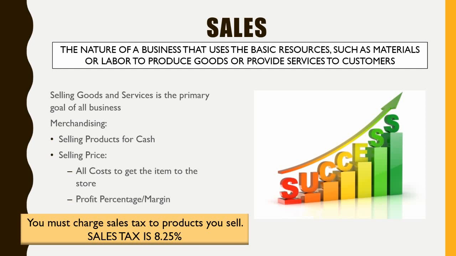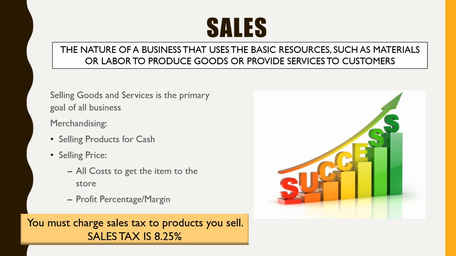So once again, as we know, the nature of a business is to take natural resources and produce a product or a service for consumers, or just for people to purchase. So essentially what we're doing is selling goods and services, which is the primary source of our sales. That's our main core of operations. We're looking at merchandising inventory. So our main goal of generating revenue is to sell goods.